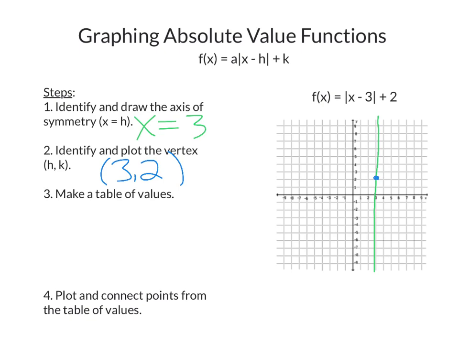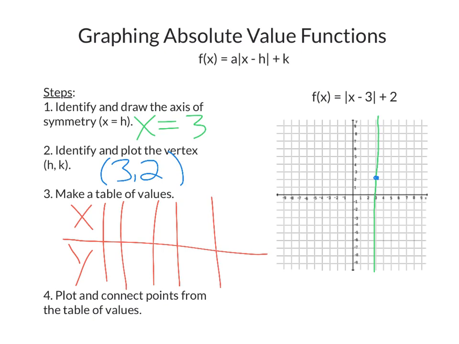Now when I make my table of values, I'm going to choose values of x to plug in that are both to the left and right of the vertex. So my vertex appears at the point (3, 2). So I'm also going to choose to plug in values of 2 and 1 and 4 and 5 for x.